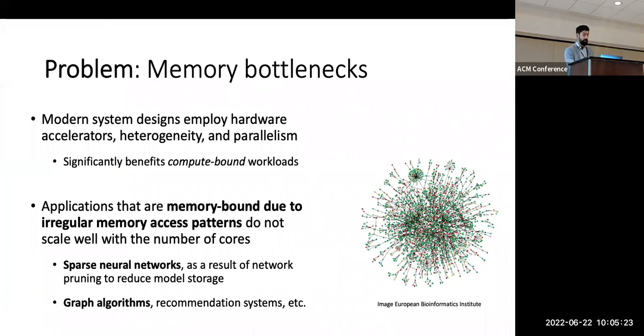System designers are employing accelerator-oriented heterogeneity and parallelism in order to speed up the computation. While these trends have greatly benefited compute-bound workloads, there remains a class of applications, those that are memory-bound, which remain difficult to accelerate. And many of the graph applications, recommendation systems, and sparse neural networks fall into this category.